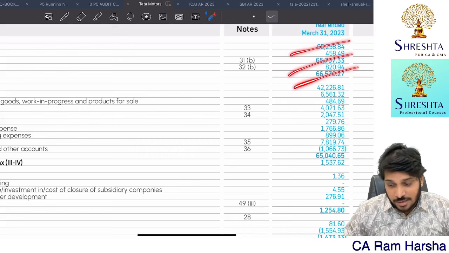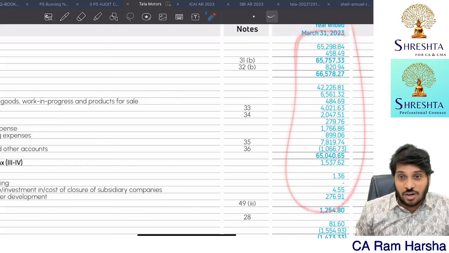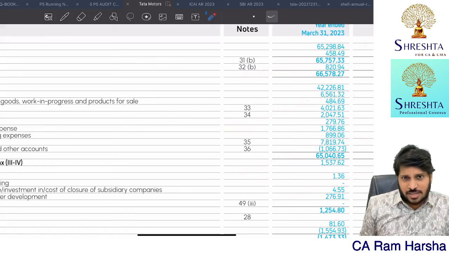I did not verify anything. I don't know whether these numbers are true and fair. I don't know whether they're genuine or not. I don't know whether they're reliable or not. I don't have confidence in these numbers. I didn't get any reasonable assurance, right? I did not get evidence.